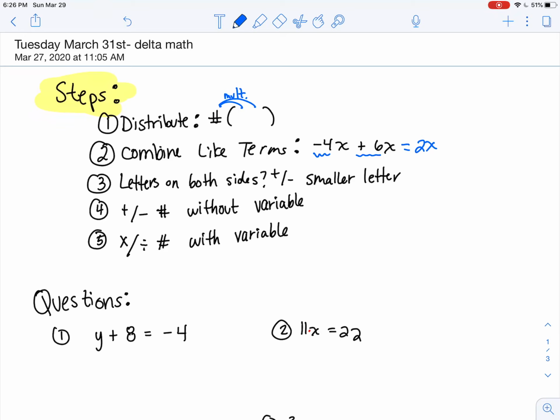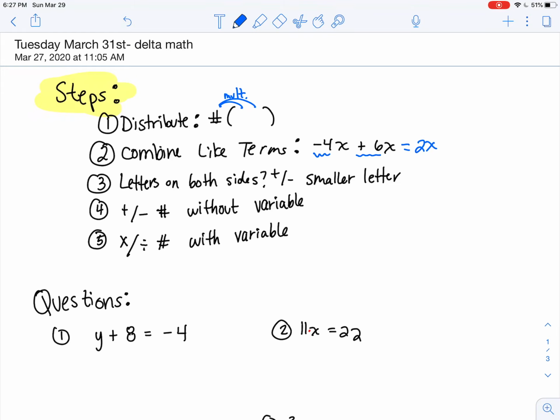Okay. Step 3, we saw this on all the problems yesterday where there are letters on both sides. If so, add or subtract the smaller letter. And then from there, you have a two-step equation. Add or subtract the number without the variable, then multiply or divide the number with the variable. Okay, now once again, pause the video, jot those steps down if you didn't yesterday, and then continue to play.